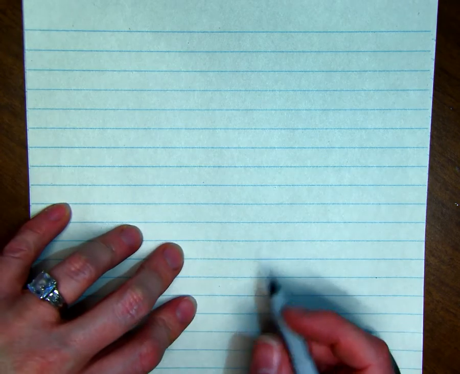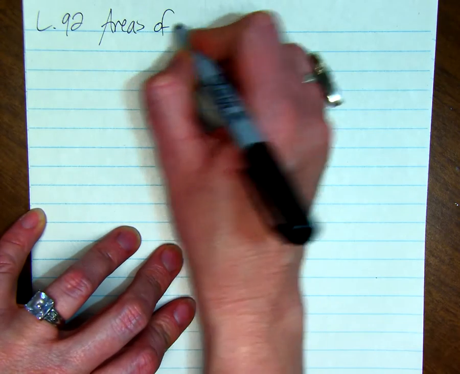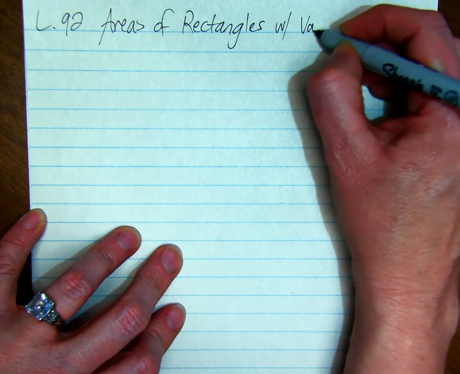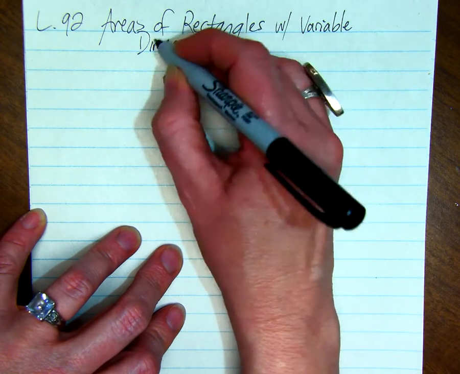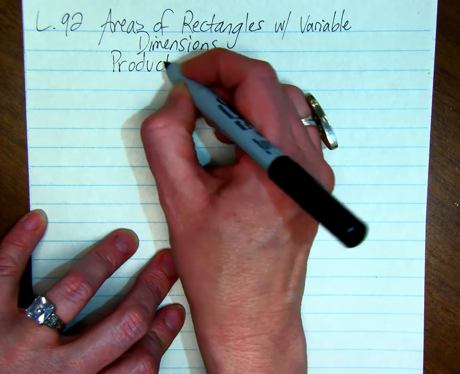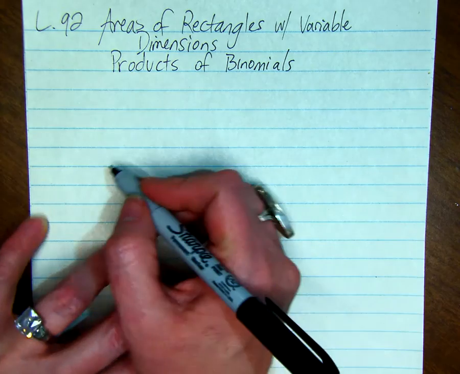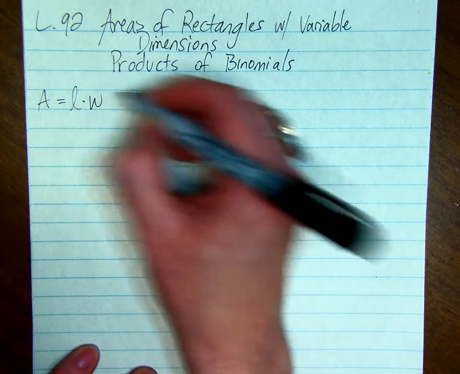Lesson 92, areas of rectangles with variable dimensions and products of binomials. Variable dimensions doesn't mean that they change, it just means that there's a variable in the dimensions.